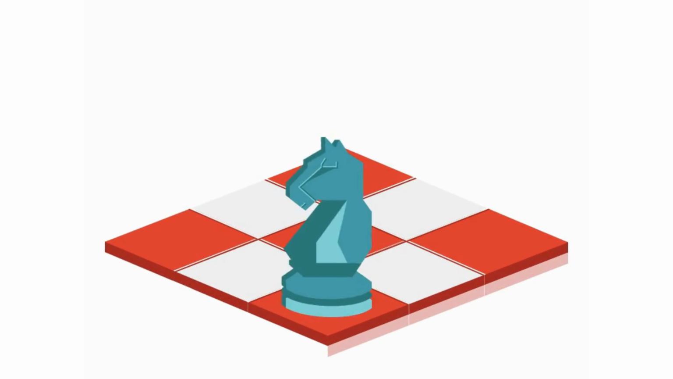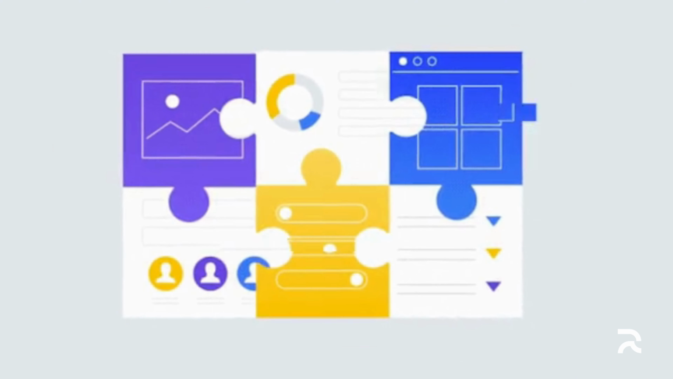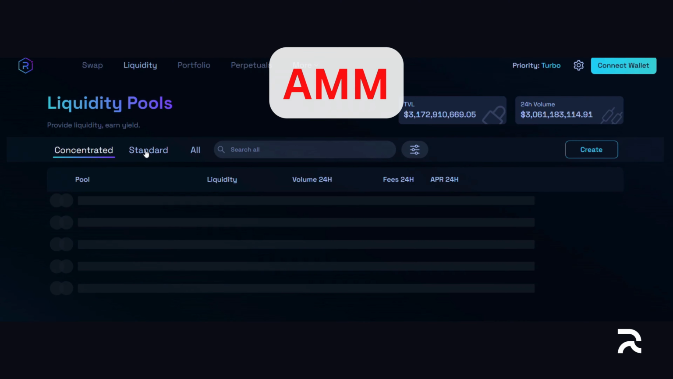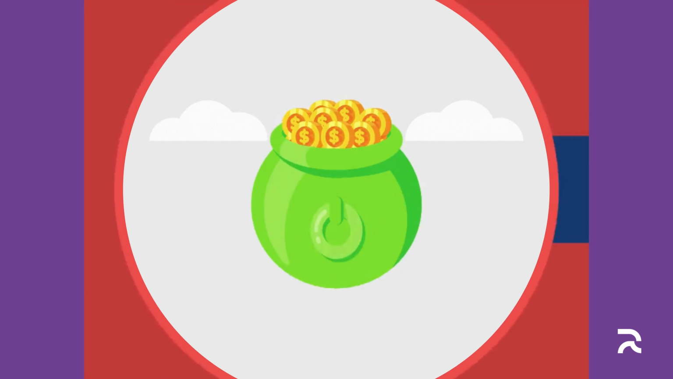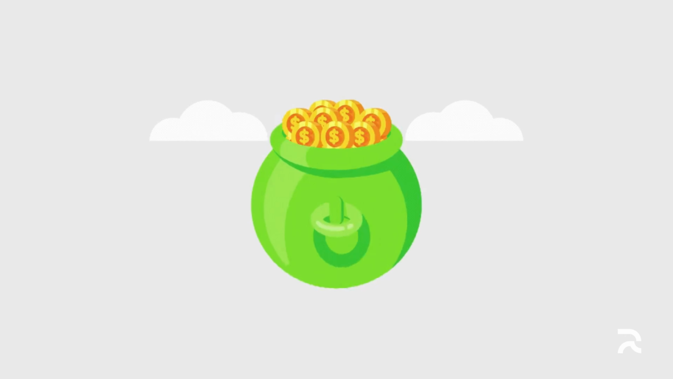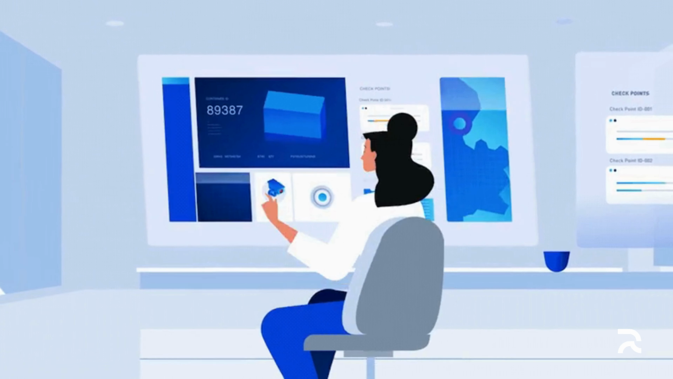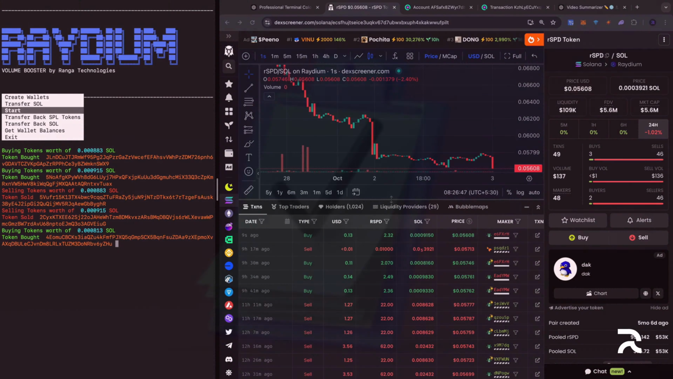Let's recap the benefits and drawbacks. CPMM: easy to set up. Ideal for low liquidity tokens, but high slippage in low volume trades. AMM: supports large volumes, better for established ecosystems, but requires more substantial initial liquidity to function optimally. Both models are powerful tools, but their effectiveness depends on your token's unique needs and trading environment.